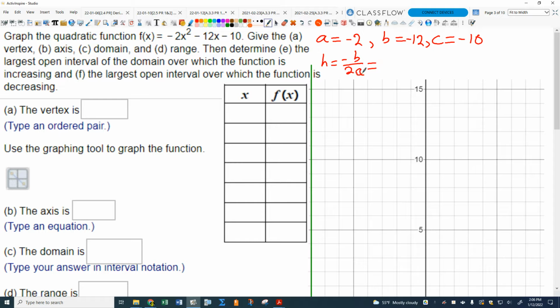So that's giving us, what's negative b? 12, over 2 times negative 2 is negative 4. So what's h? Say it again. Negative 3. Good.